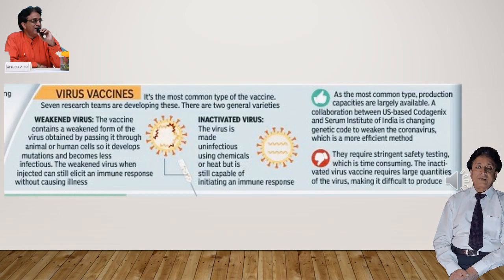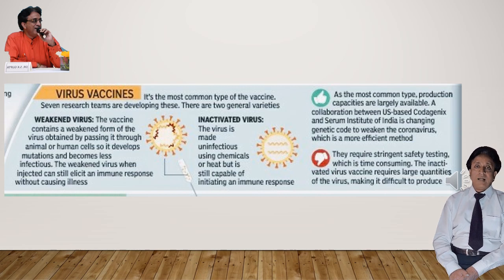First is the whole virus vaccine, in which the virus is attenuated or weakened by use of genetic techniques. Mutations are created in the virus so that the virus becomes weak, and it does not cause disease in humans, but it is able to cause the immune response. So this live attenuated virus can be injected in human beings so as to produce the immunity.